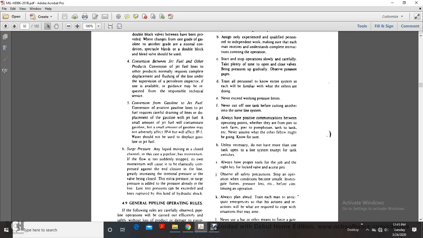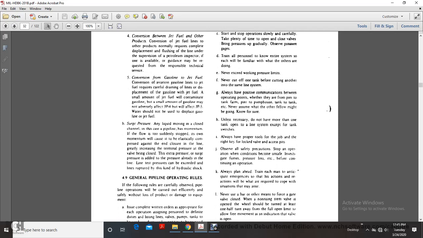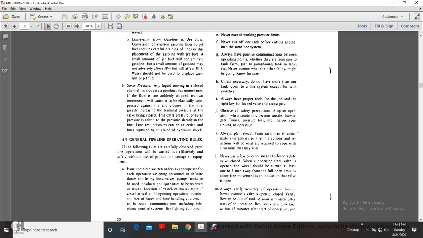Unless necessary, do not have more than one tank open to the line system, except during tank switches. Always have the proper tool for the job, the right key for the lock valve, and access to the pits. Observe all safety precautions, stopping an operation when conditions become unsafe. Investigate gas fumes, pressure loss, and so on before continuing the operation. Always plan ahead. Train each man to anticipate emergencies, his actions and reactions, and what is required to cope with situations that may arise.